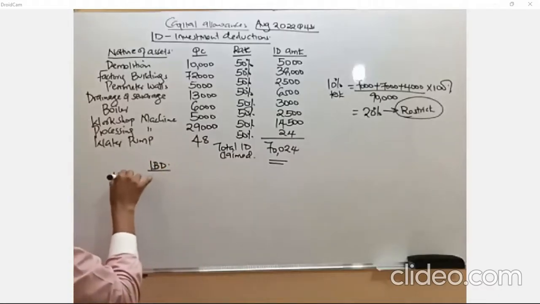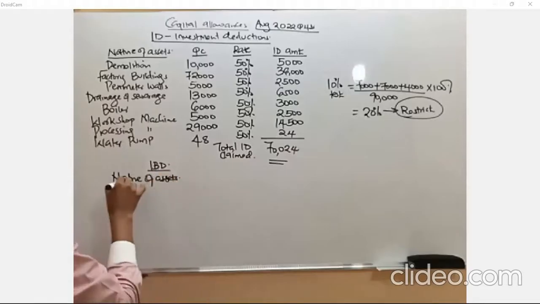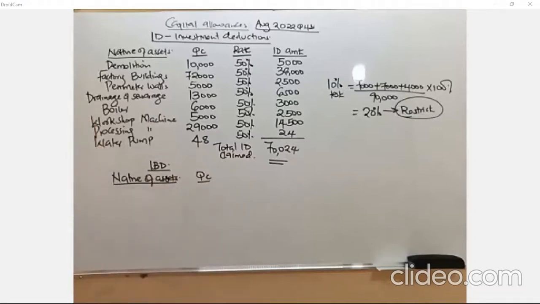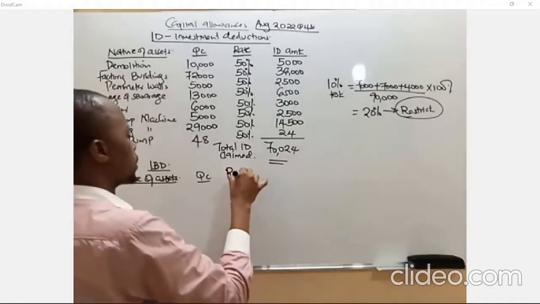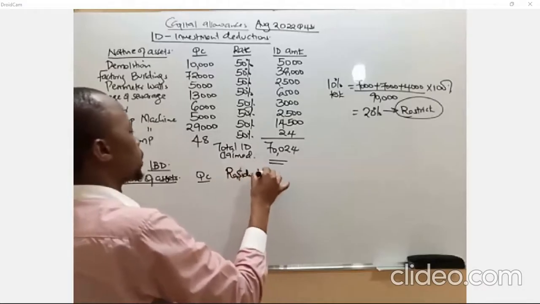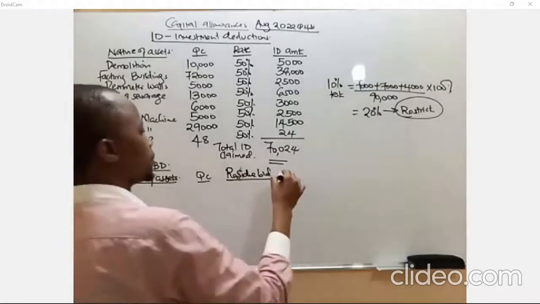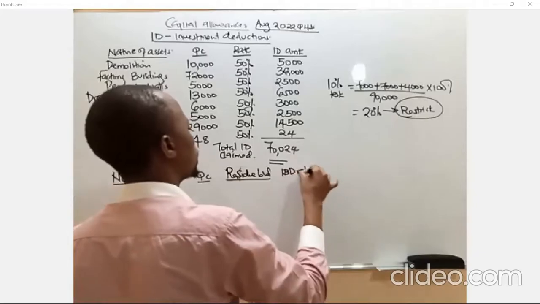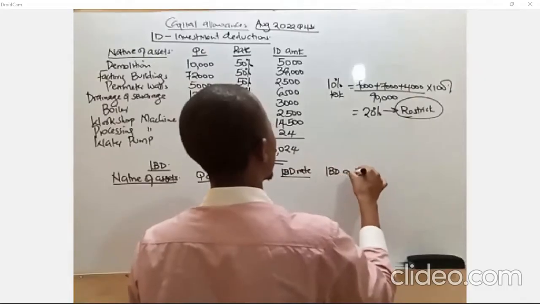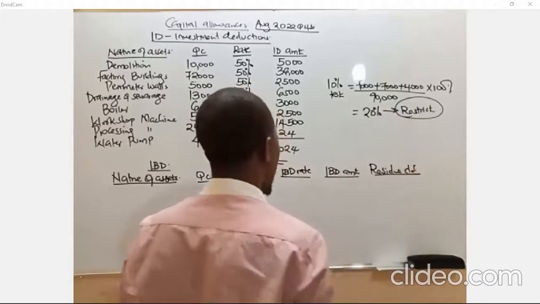Still, the formats look similar, but here we have the nature of assets. You have the nature of assets there. Qualifying costs, right? You have the qualifying cost. If the residue brought down is there, residue brought down, if they're in existence, you put them there. We have IBD rates. Then we have the IBD amount. Then we have the residue carried down.